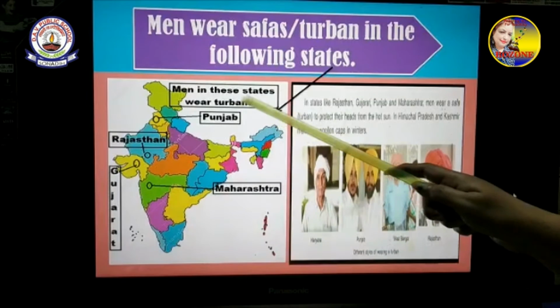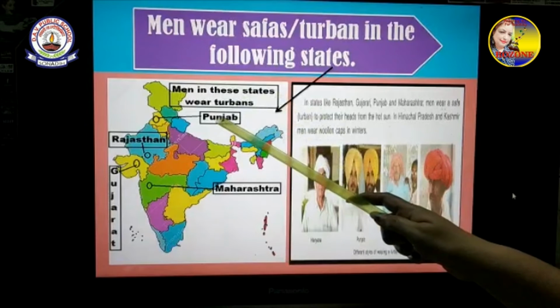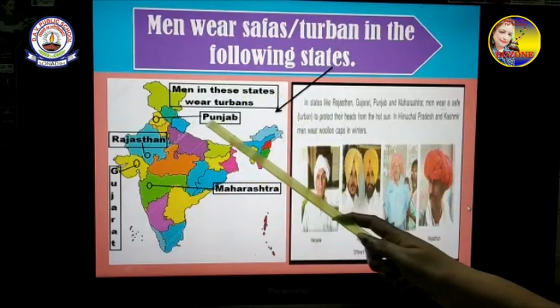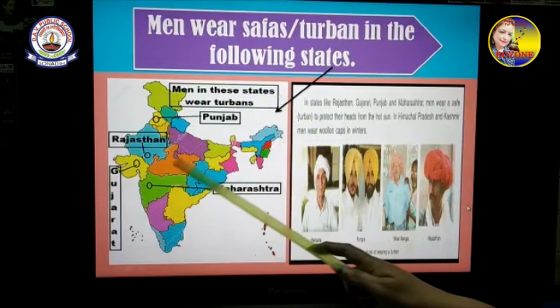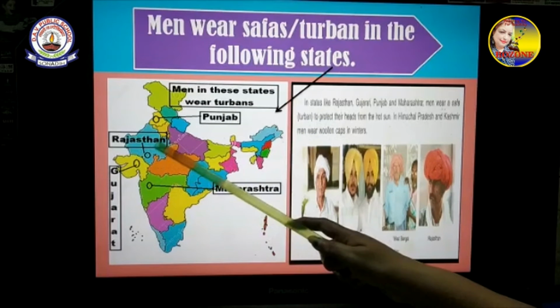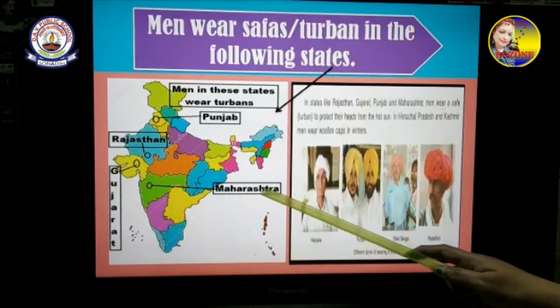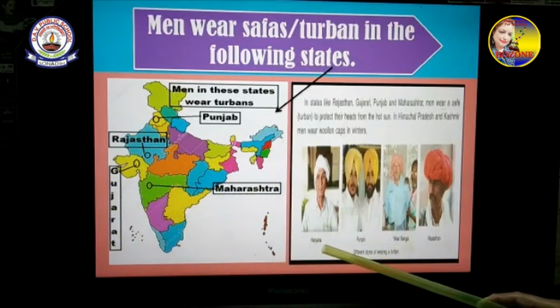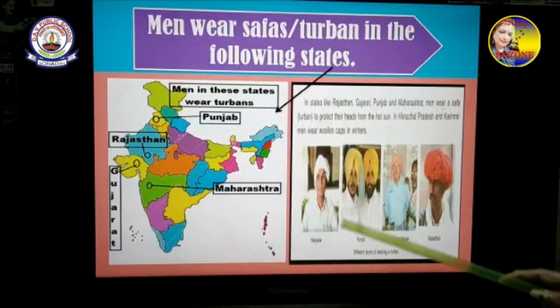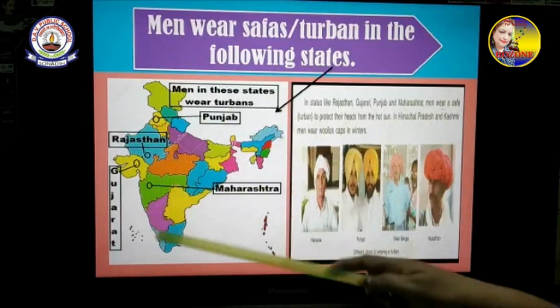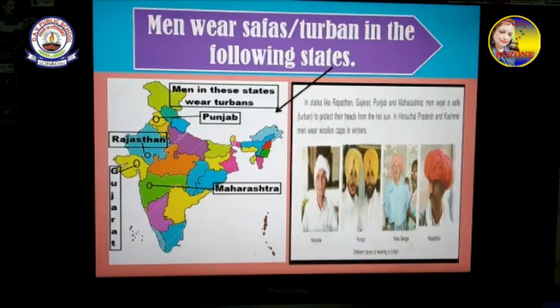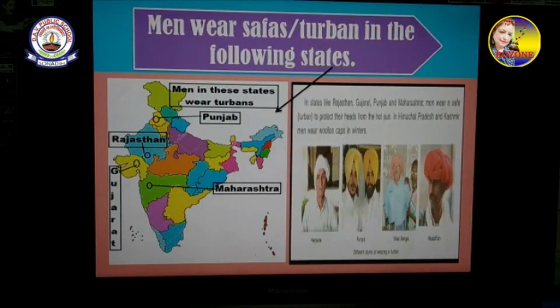So men in these states wear turbans. You must have seen in Punjab they wear a turban known as pagdi. Here in Rajasthan they wear a safa. In Gujarat also they wear a safa, and in Maharashtra you see different styles of their pagdi and safa given over here. Haryana, Punjab, West Bengal, and here you can see Rajasthan. And in the states I have shown you, we will see more safas and more pagdis or turbans.